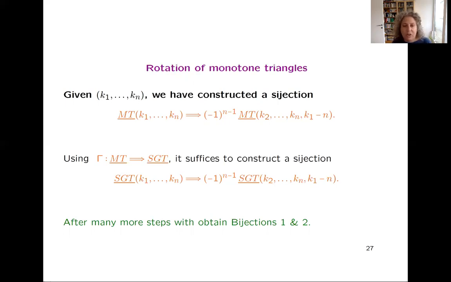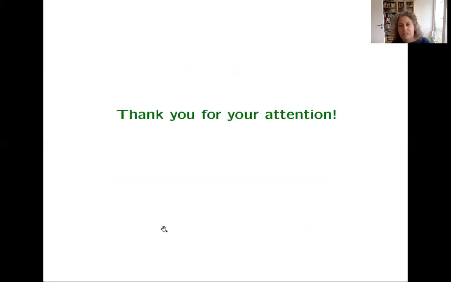But there are many more steps, and after doing all these steps, one finally arrives at the bijections I have briefly explained in the introduction. With this, I want to end my presentation and thank you for your attention.